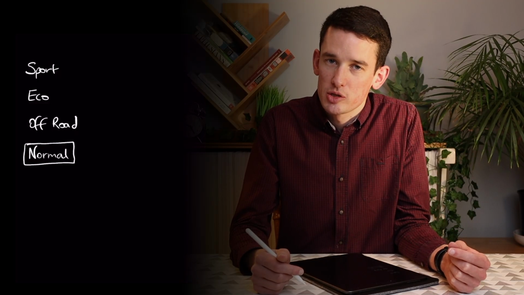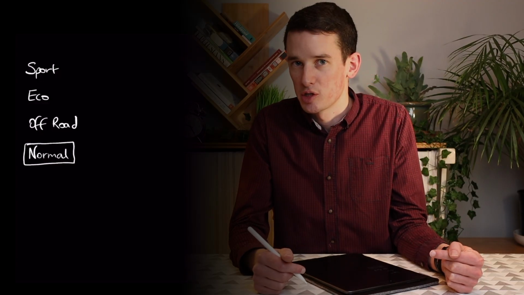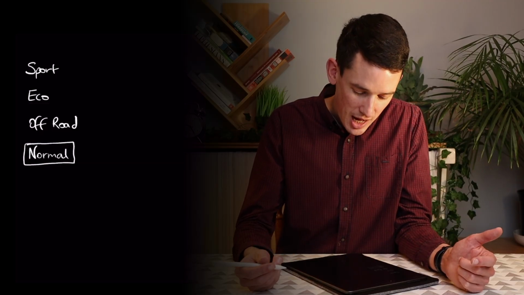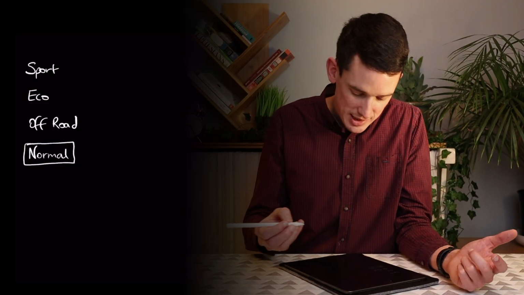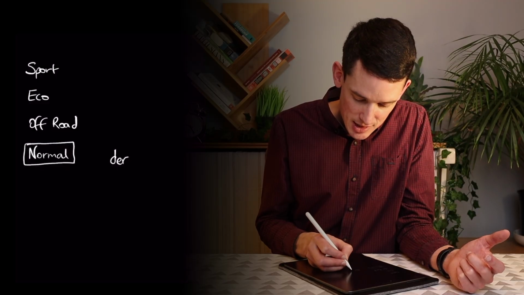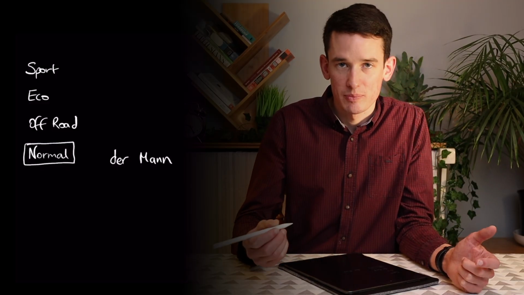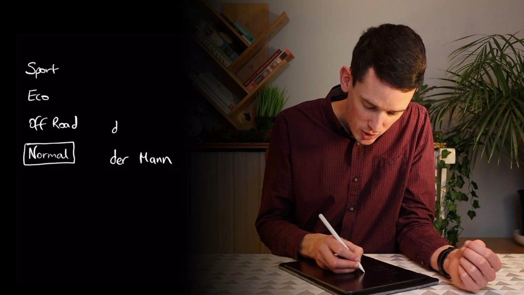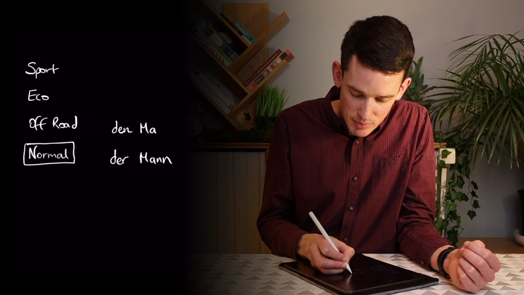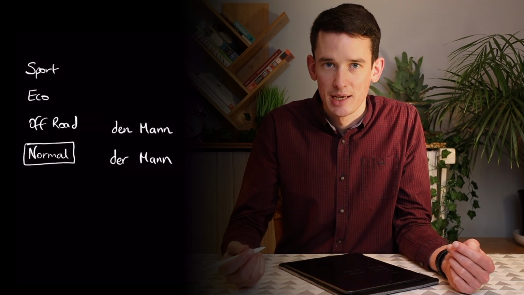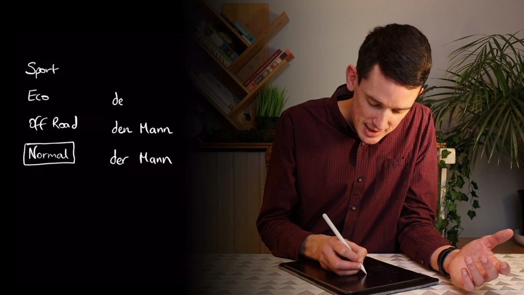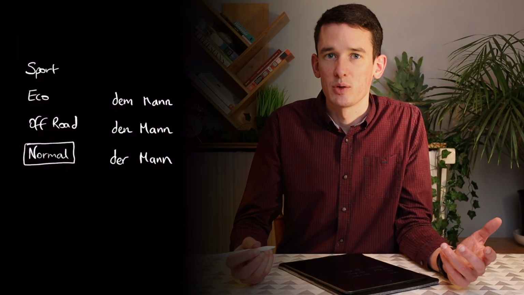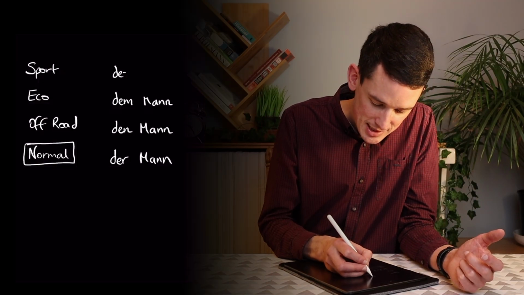But a noun can also change from one mode to the other depending on the job that it does in the sentence. So, for example, in normal mode, it's der Mann, but we know that when the man is in the accusative mode, let's just say the off-road mode, then it becomes den Mann, which is D-E-N, and then when it's in dative, it's dem Mann, which is D-E-M, and then finally when it's in genitive, it's des Mannes.